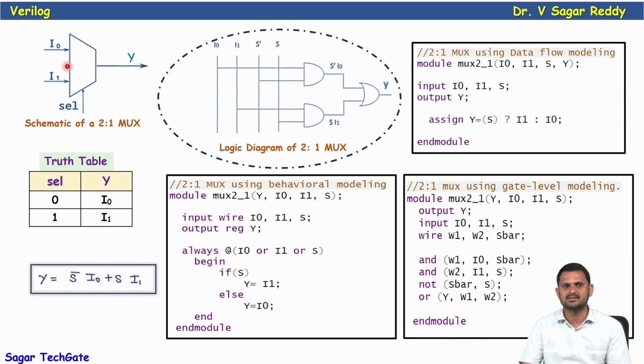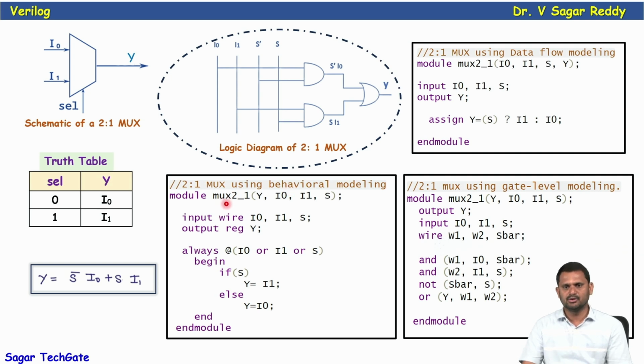This is a simple Boolean expression to represent this 2:1 mux. And this is a logic diagram. Clear? Simple: S bar into I0, S into I1, and this is a simple OR gate. This is a simple logic diagram of the 2:1 mux. So these are the various ways we can describe this mux.